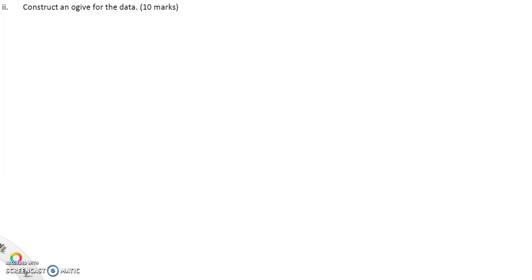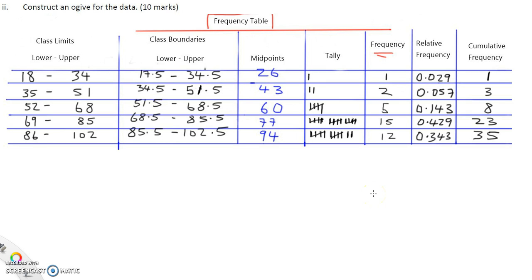Right, question 1, part 2. We've done the frequency table and now we're being asked to construct an Ogive for the data. So we're going to use our frequency table that we've already constructed to produce the Ogive. And here is the frequency table that we produced in the previous video.